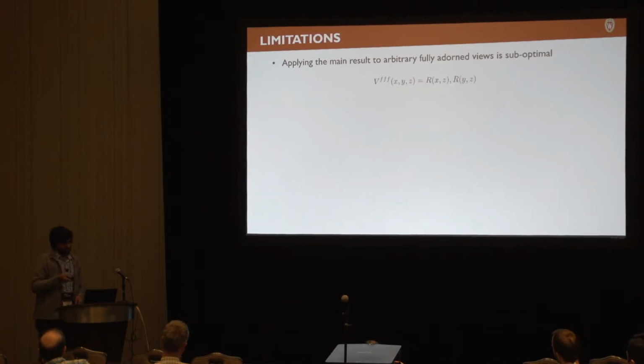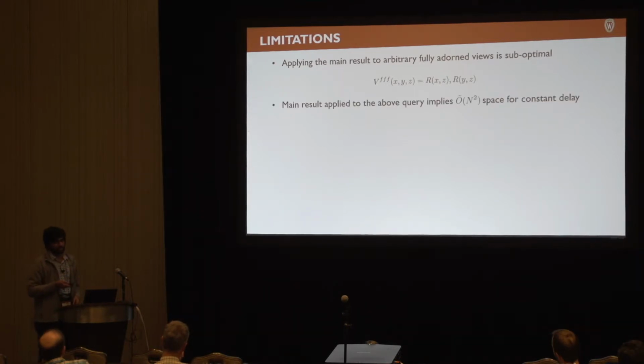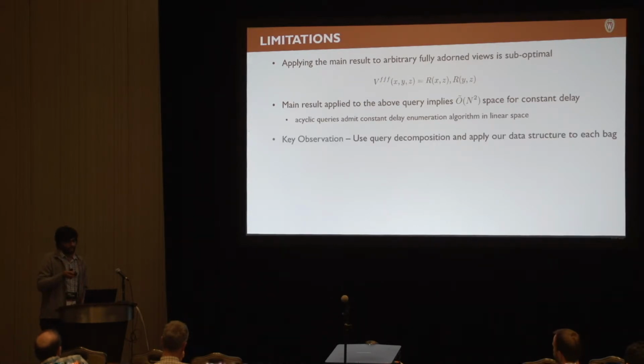So let's look at the limitations of this data structure. Consider this 2-path query where all of the variables are now free. If I apply my data structure here blindly, it will tell me that I require n squared space for constant delay enumeration. But we know that this is suboptimal, because this is an acyclic query, and we know that in linear time preprocessing, we can construct a representation where you can do constant delay enumeration. So what have we done wrong? The key observation is we also have to use the query decomposition in conjunction with our data structure.